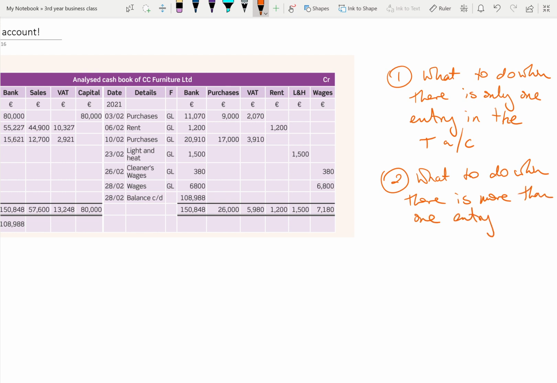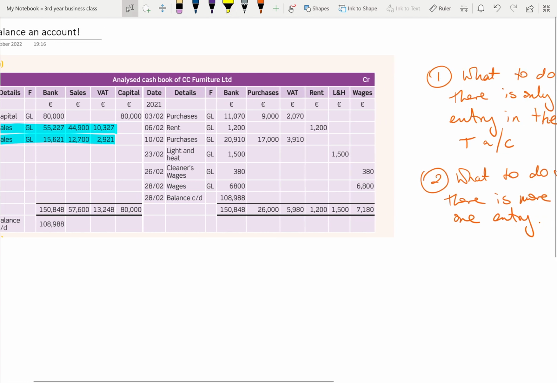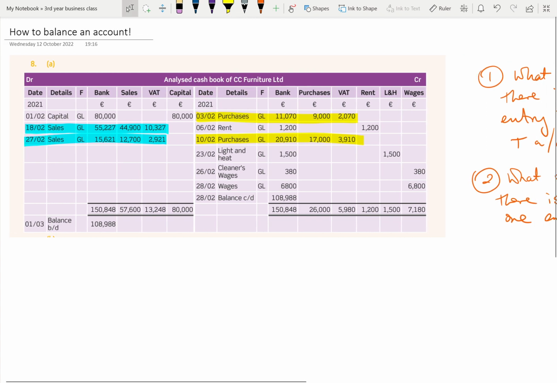Okay, so you can see here I have the analysed cash book of C&C Furniture Limited, and we're going to have a look at a couple of different parts. We're going to have a look at the sales, and we're also going to have a look at the purchases. I think this account confused a few of you in class today, but we're going to have a look at the sales and the purchases.